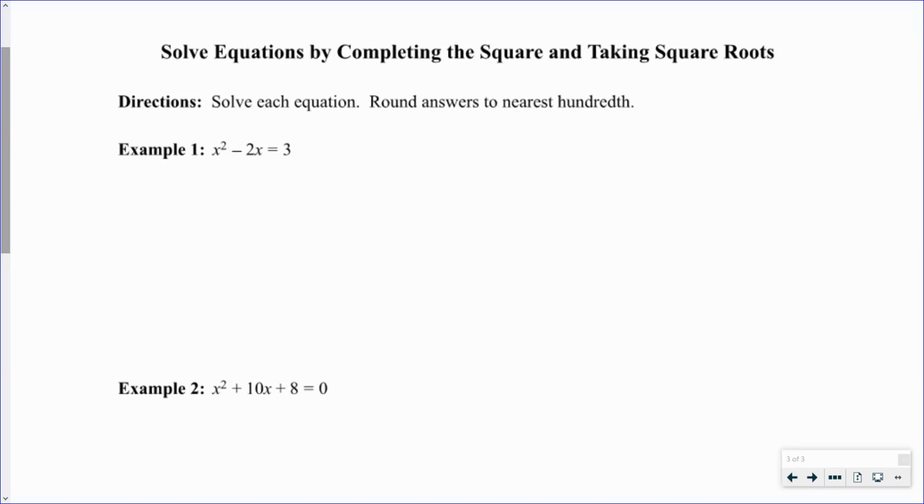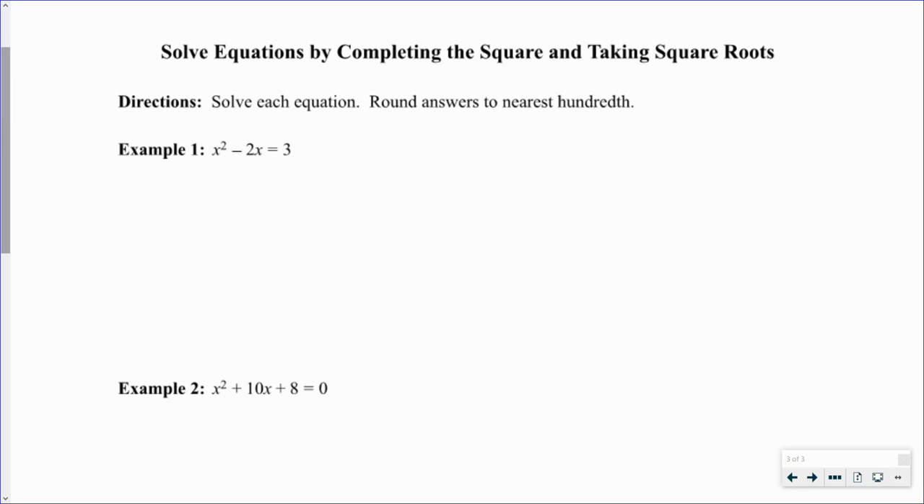All right, so the first video in the series started off with us looking at a quadratic equation that we were unable to solve by factoring. What I had shown you is that there's this process called completing the square and taking square roots that allows you to solve those types of quadratic equations that are unfactorable.